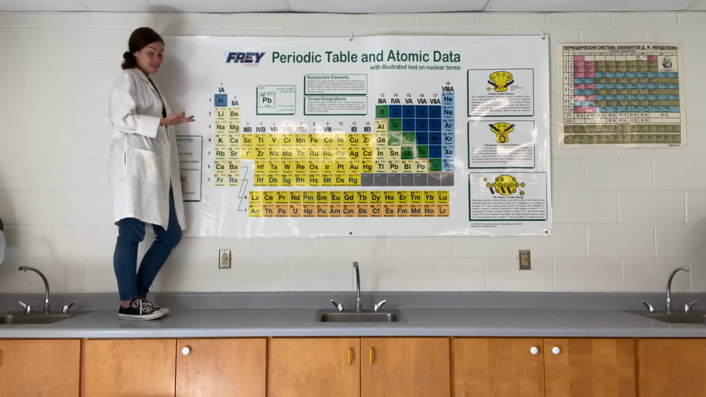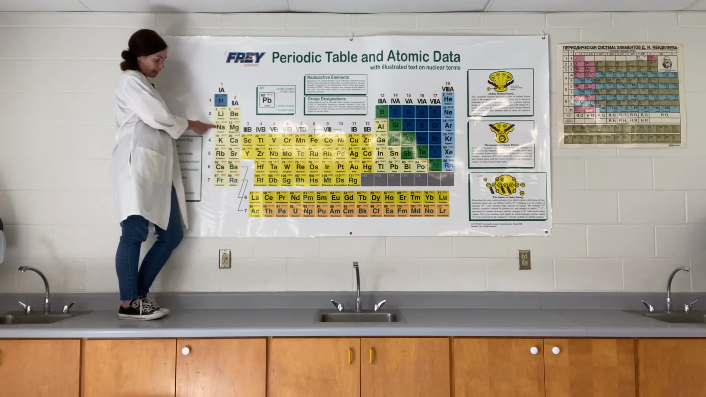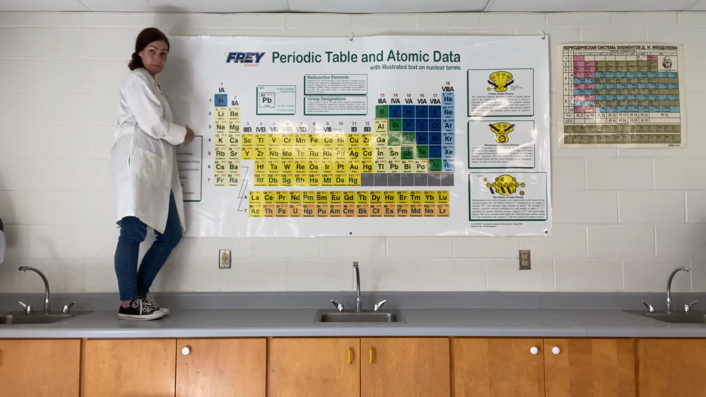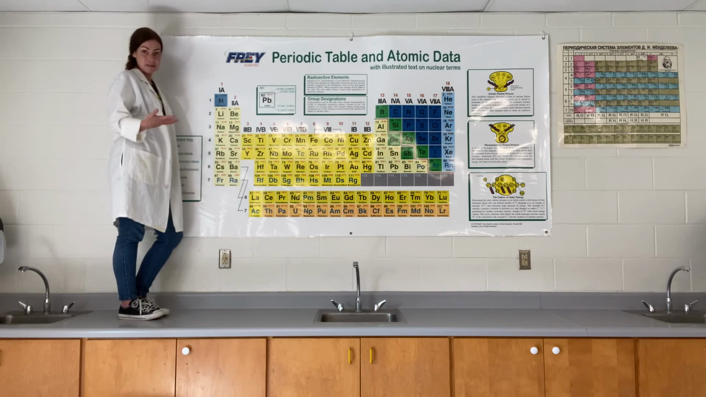You'll also find that the name is frequently on the periodic table, which is really helpful. So Na is sodium, K is potassium, Rb is rubidium. It prevents us from having to memorize the symbols. So that's how each block is organized.